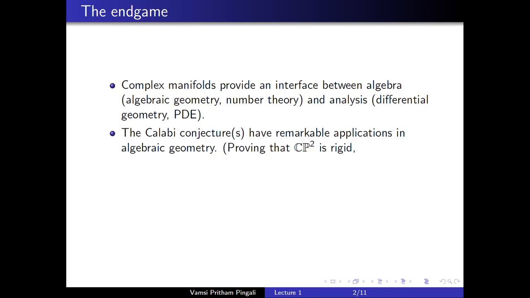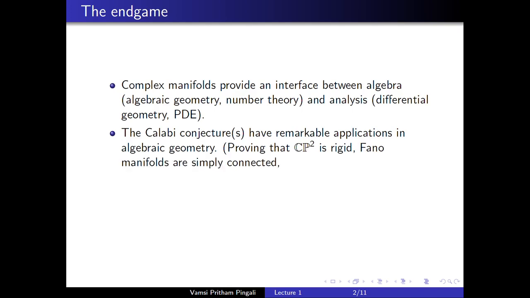So for instance, CP2, which is an example of a complex manifold, is rigid in the sense that anything diffeomorphic to it is biholomorphic to it. And whatever these words mean, it's very clear that it's a very strong statement. And it has nothing to do with PDE, right? The statement has nothing to do with PDE, but the proof does.